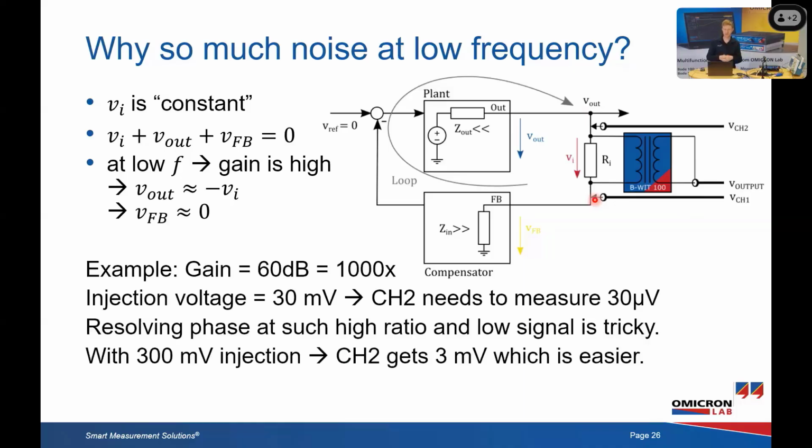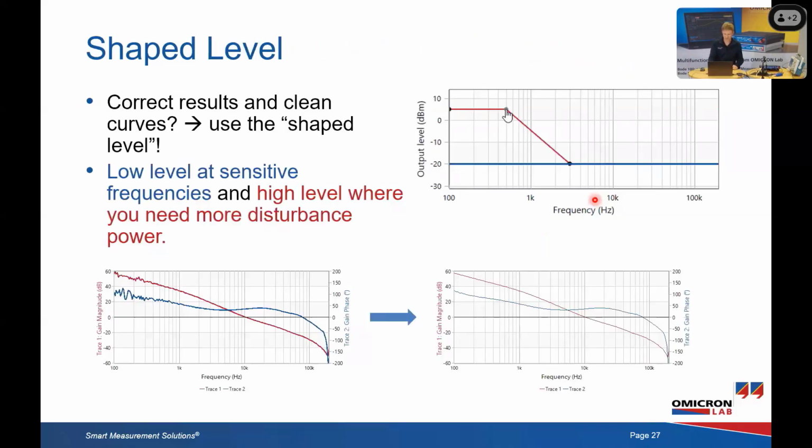So if you have a gain of 60 decibels in a loop, that's a factor of 1000. Every 20 decibels is a factor of 10. And if we inject 30 millivolts, for example, then channel 2 needs to measure 30 microvolts, and it needs to measure the phase delay between a 30 microvolt signal and a 30 millivolt signal. And that's tricky, right? So if you inject 300 millivolts, then suddenly channel 2 gets 300 microvolts, that's 0.3 millivolts, and then it's getting easier. Yeah, so at low frequency, typically you need to use more power, and that's why we have the shaped level feature, that you can inject more signal at low frequency to also have less noise at lower frequency measurements.